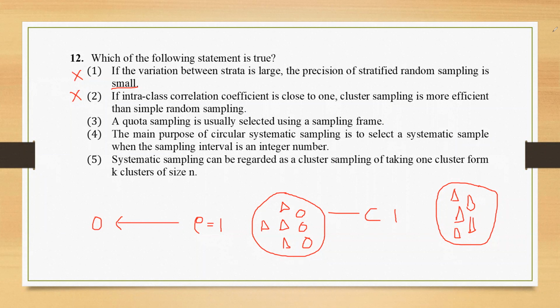normally we need a sampling frame. A sampling frame may be a list or a map. Whatever, we need a sampling frame: a list of all the items in the population, if you prefer to do a random sampling, except cluster sampling, right?